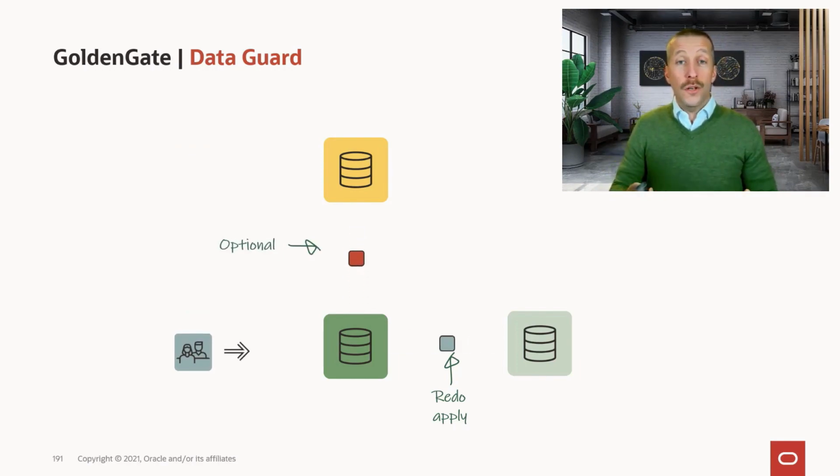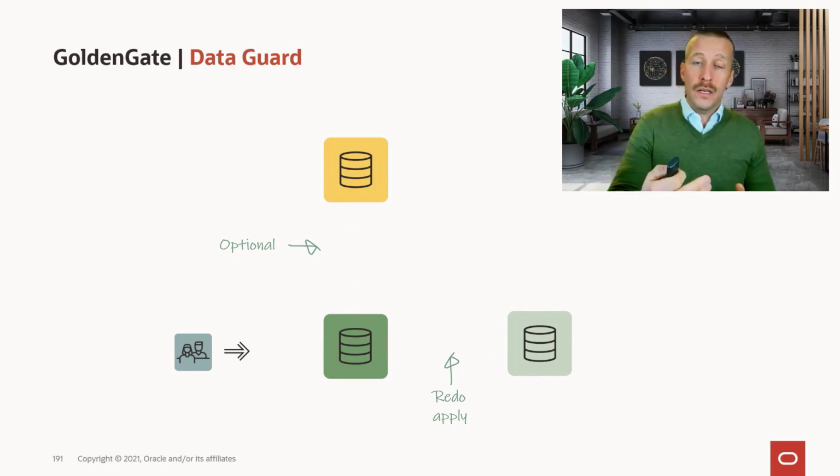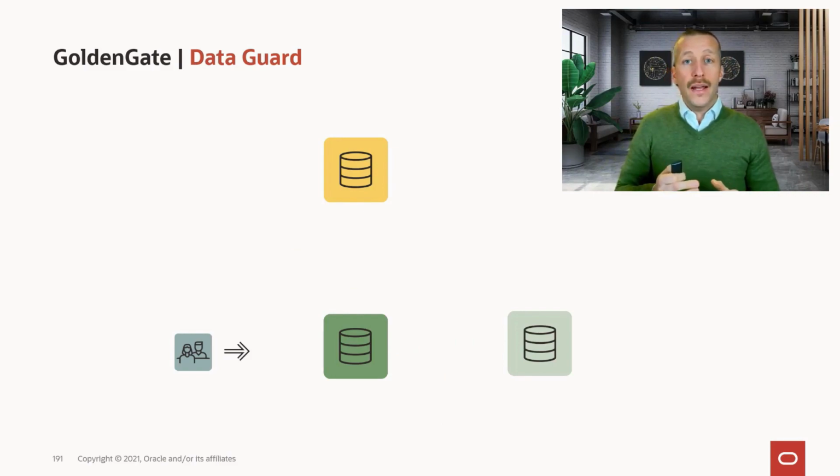Then you can optionally reverse the GoldenGate replication so that the changes are now being sent back to your source environment, and changes are going with redo to your standby database.